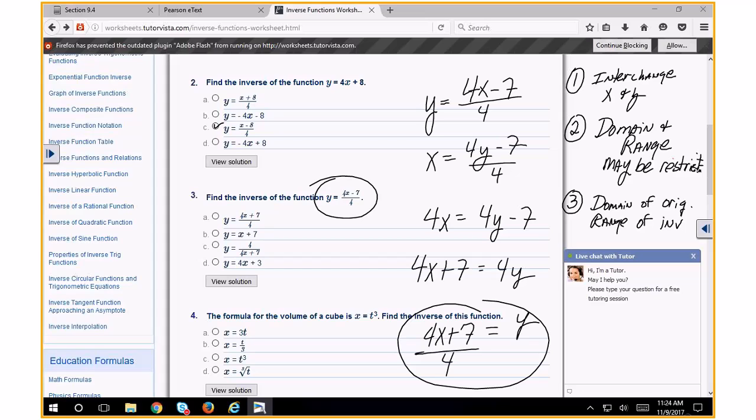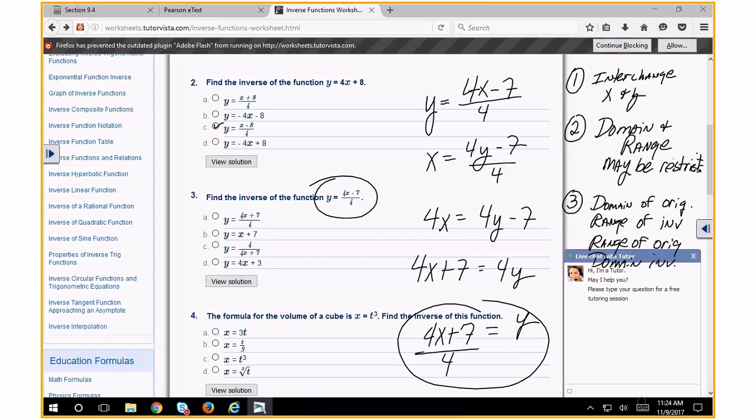The inverse and vice versa. And the range of the inverse, or the range of the original. The range of the original will be the what? The domain of the inverse. The range of the original will be the domain of the what? Inverse. Okay, so those are some things that you should remember.